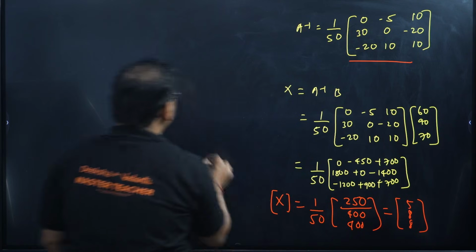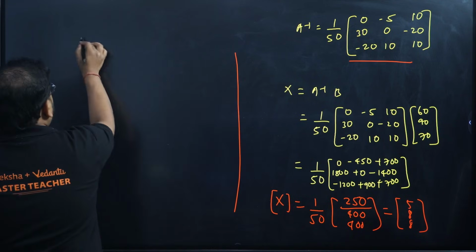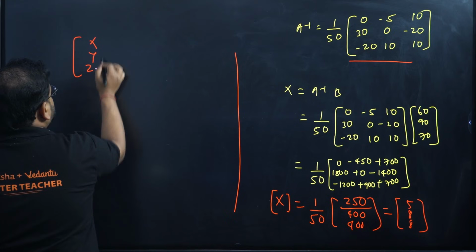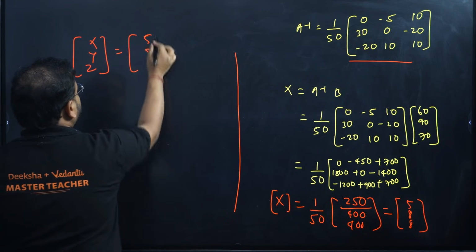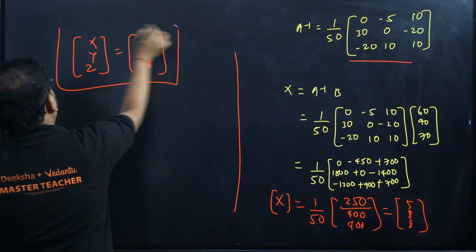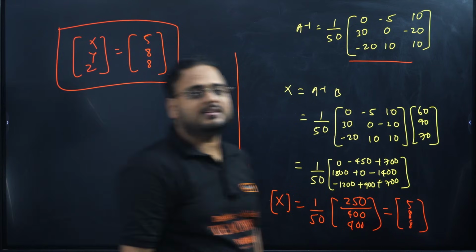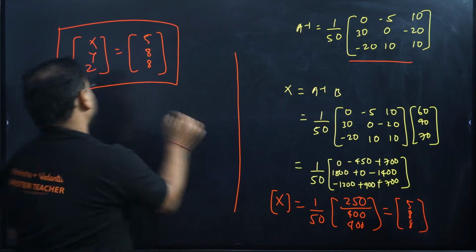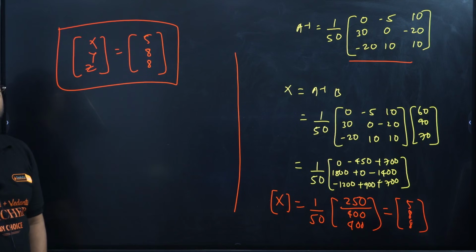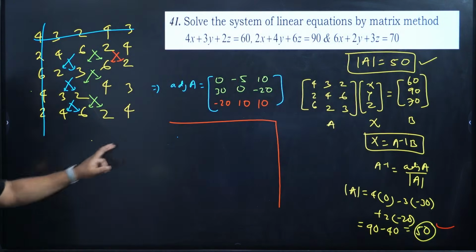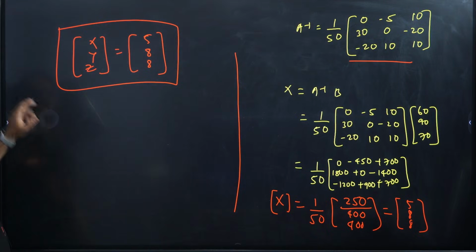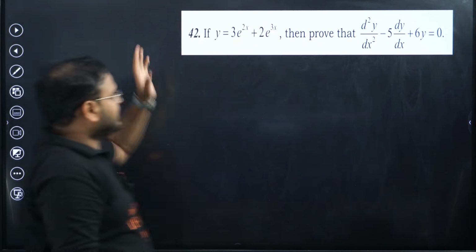What is the matrix X? If you remember, matrix X was X, Y and Z. From here you get the value as 5 8 8. That's your answer. X value is 5, Y value is 8 and Z value also is 8. This is Z, not 2. Z value is also 8. Please check. Clear? Next move on.